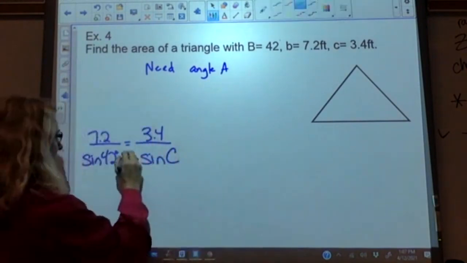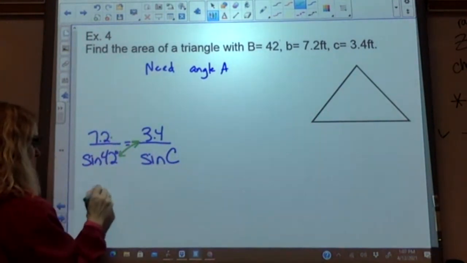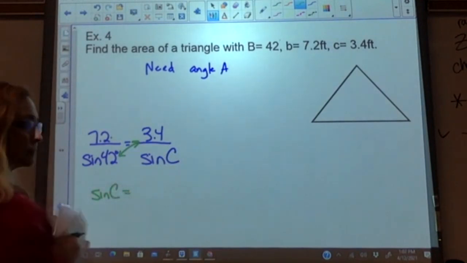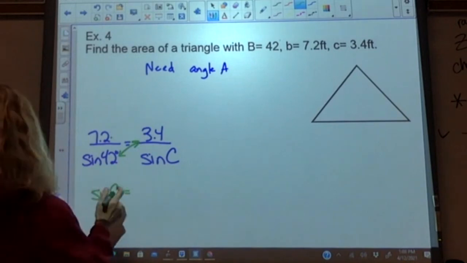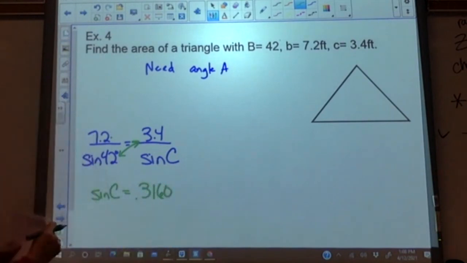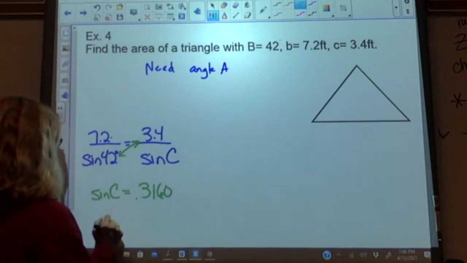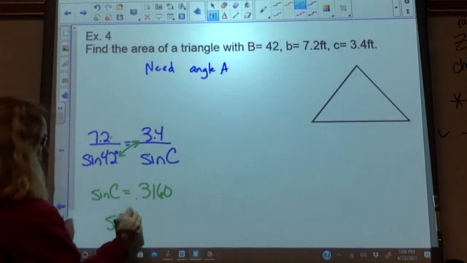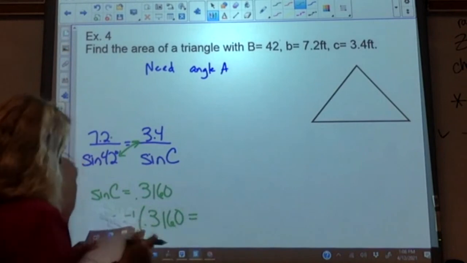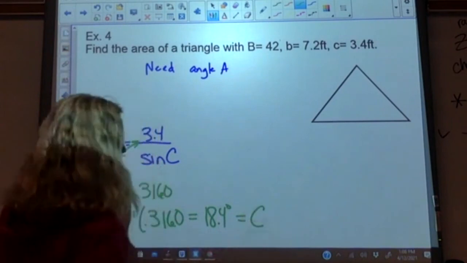So now I'm going to cross multiply and then divide. This is going to give me sine of C equals 0.3160. And so now to find angle C, you just do the inverse. So you'll have sine inverse of 0.3160 equals, you put this in the calculator, you get 18.4 degrees. And this is the measure of angle C.